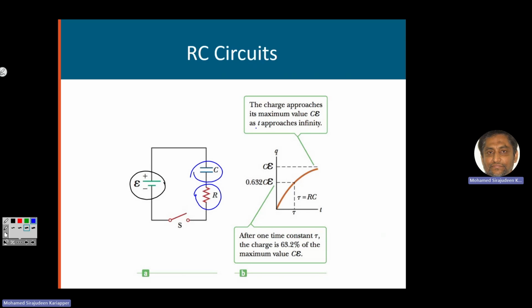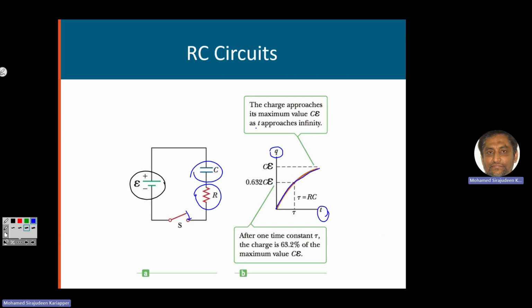So when you close the switch, there's a switch here, then we say that is at time t equal to 0, we start our timer at t equal to 0. You will observe this is happening. If you plot a graph of charge against the time, the charge will gradually increase. This is the charge on the capacitor.